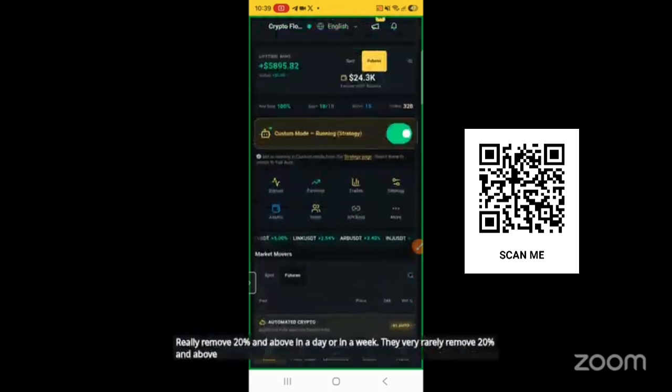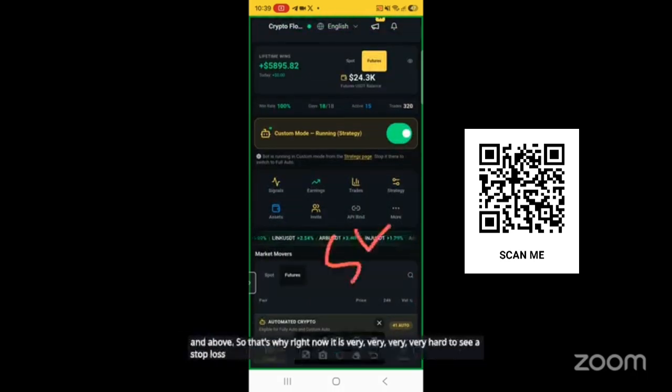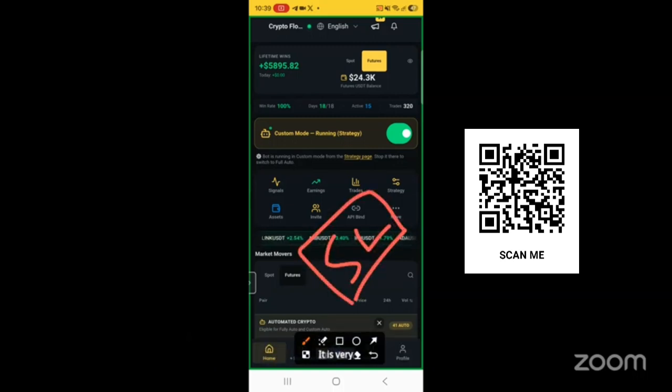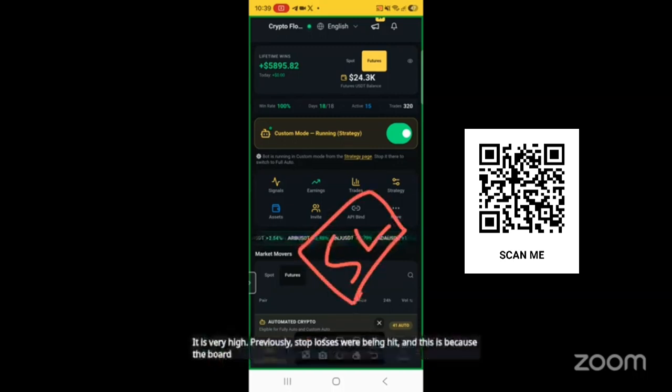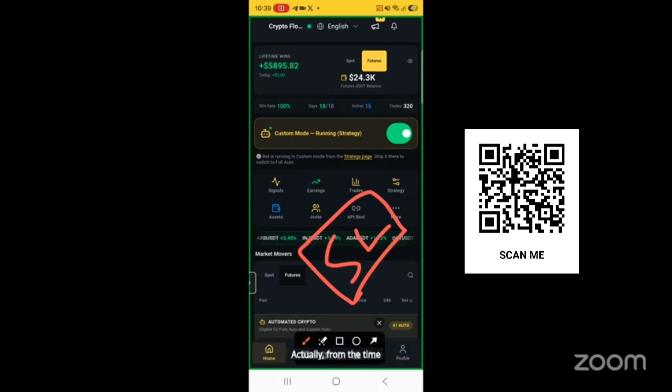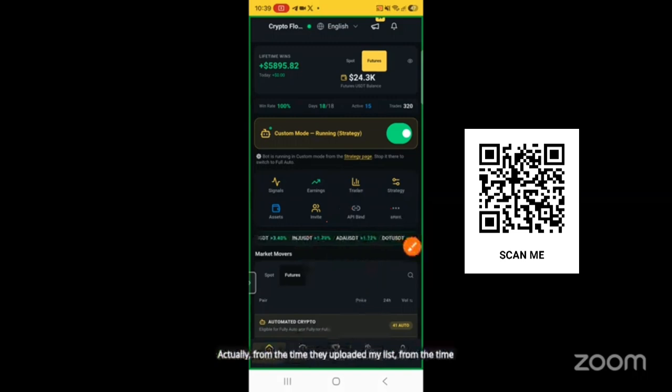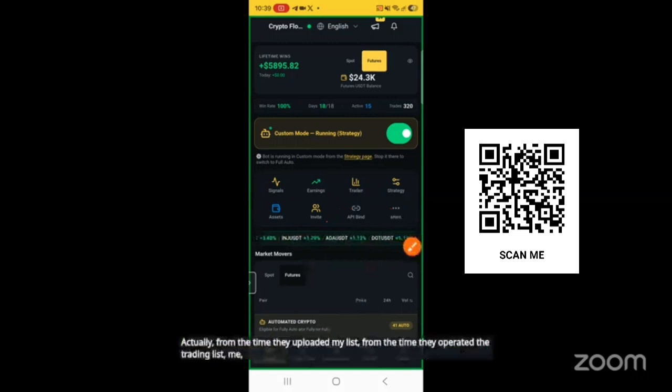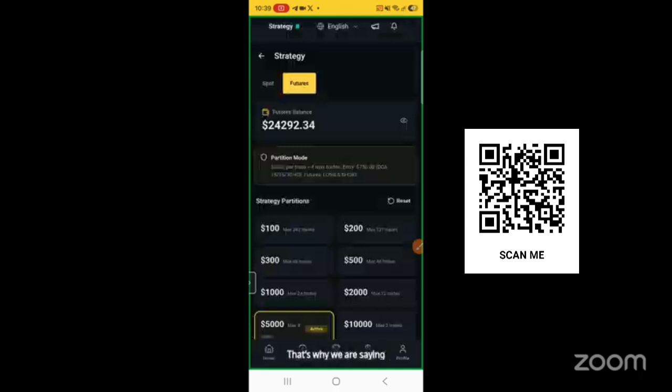So that's why right now it is very hard to see a stop loss. Previously, stop losses were being hit, and this is because the bot was just trading everything. But right now, it is very hard to see a stop loss being hit. Actually, from the time they upgraded the trading list, I myself have not seen any stop loss being hit. That's why we are saying we have the best system right now.